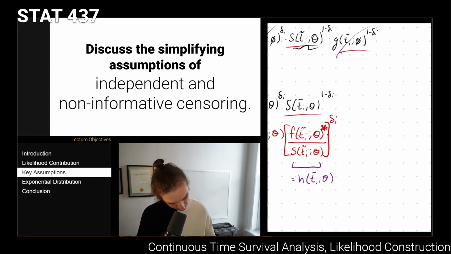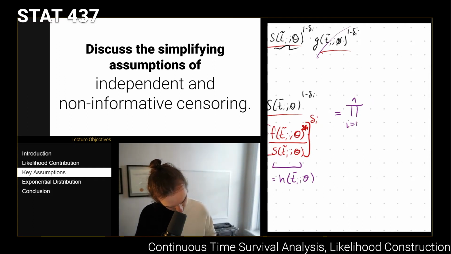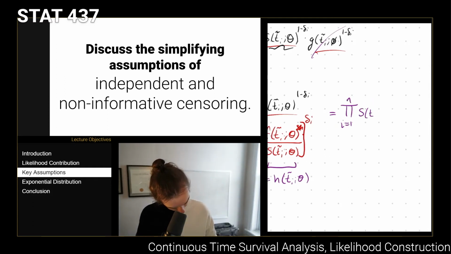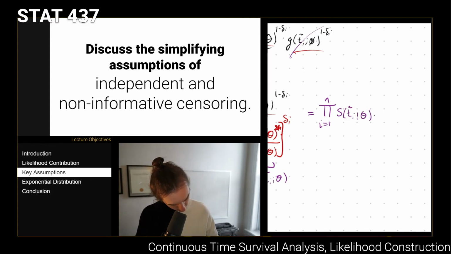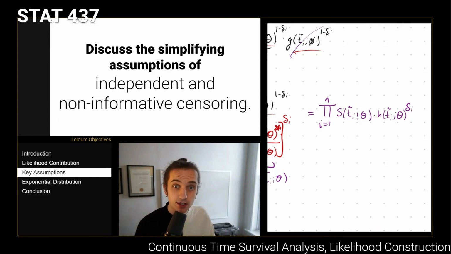And so what this means is that the likelihood, if we're making the assumption that censoring is independent and non-informative, we get the likelihood as the product i equals 1 to n. You take the survivor function times the hazard function raised to the power of delta i. Right, so everyone gets a contribution of the survivor function. Those who have the event also get a contribution of the hazard function. Okay? And so that becomes the way that we can simplify this expression of the likelihood.